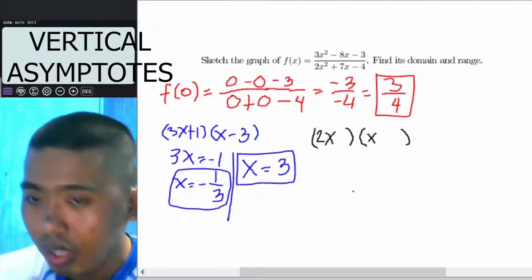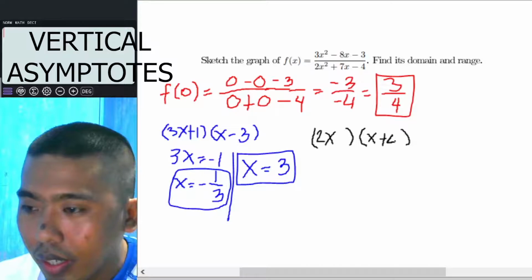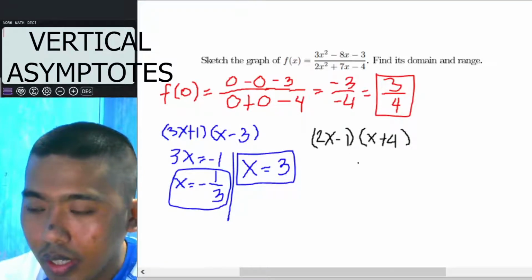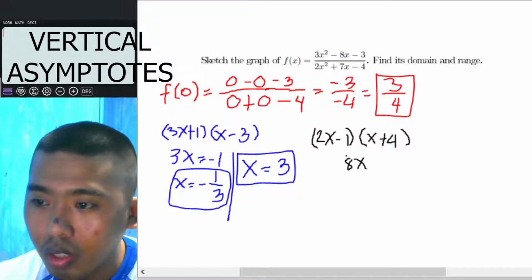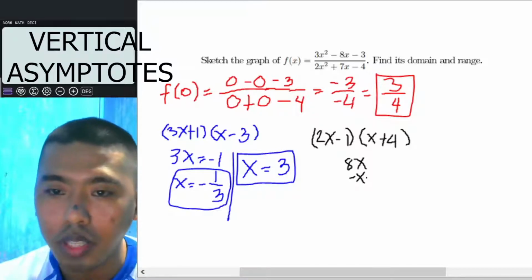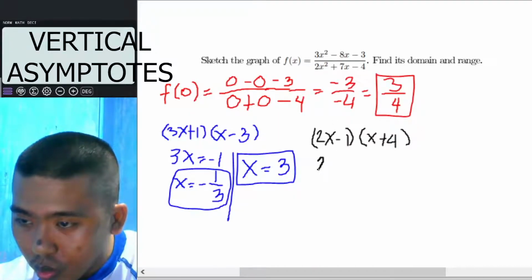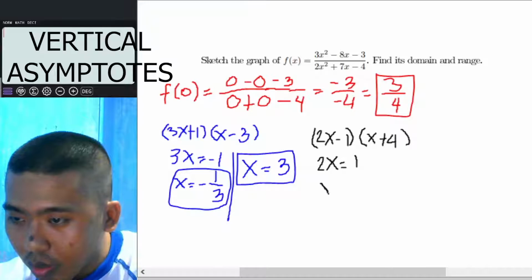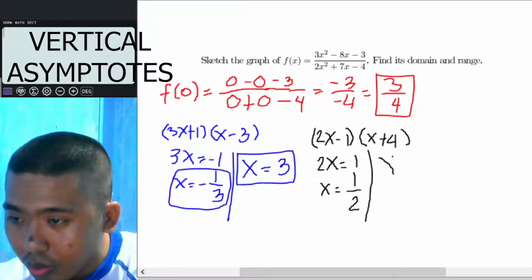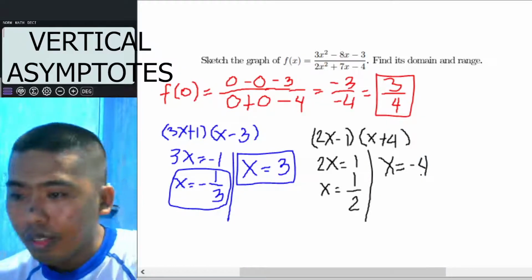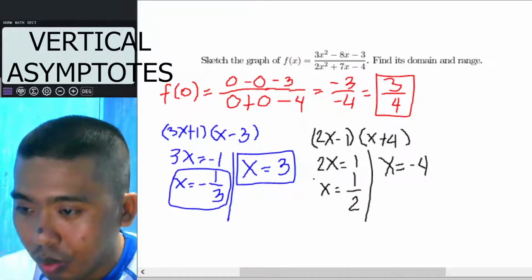Okay, since you have 3 possible options, think of the middle term, which is positive 7x. So that would become plus 4 here, and this would become negative 1. Checking the middle term, 2x times 4 is 8x, and negative 1 times x is negative x. If you add, it becomes positive 7x. So the factors are correct. That means 2x equals positive 1, so x equals 1/2, while the other gives x equals negative 4. So 1/2 and negative 4 are our vertical asymptotes.